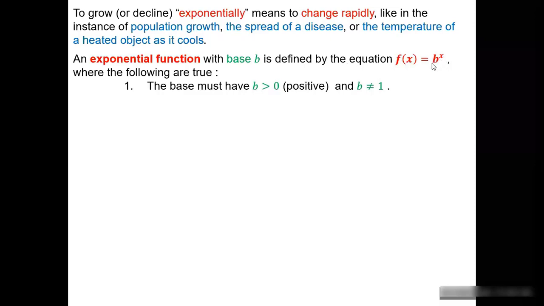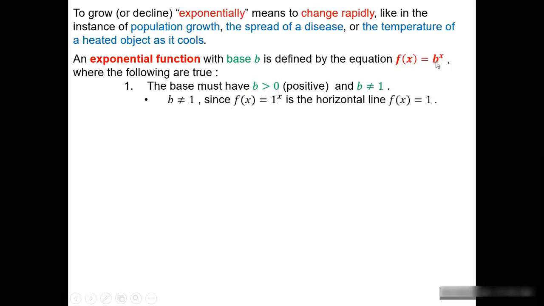The base has to be positive. And secondly, the base can't be 1. Let's take a look at why the base can't be 1. If it was 1, then we would have the function f of x equals 1 to the power of x. But notice that any power of 1 is going to be 1: 1 to the power of 2, 1 to the power of 5, 1 to the power of 80.